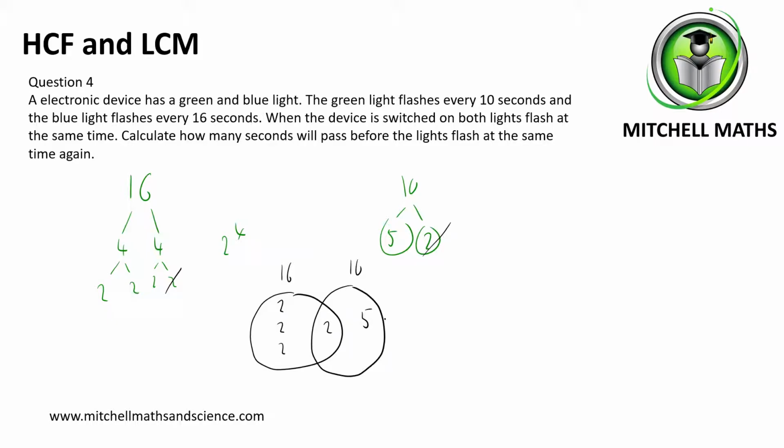And if I want to calculate the lowest common multiple, as I said before, you need to multiply by everything. Therefore, I'm going to do 2 to the power of 4 times 5, which is basically 16 times 5, which is 80 seconds. So if they both flashed at the same time, it'd take 80 seconds before they both flashed at the same time again. So we calculated that by calculating the lowest common multiple.